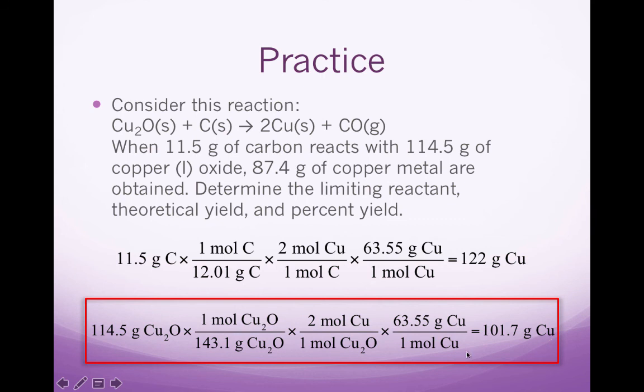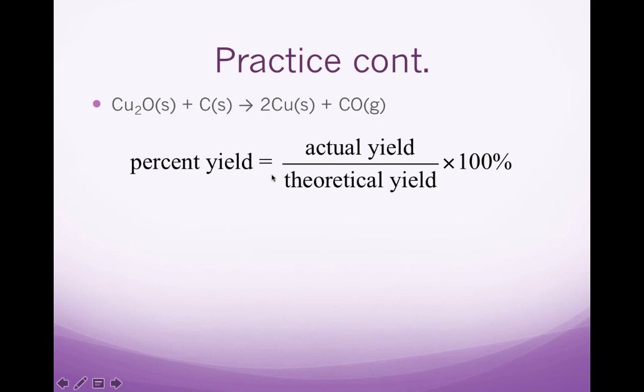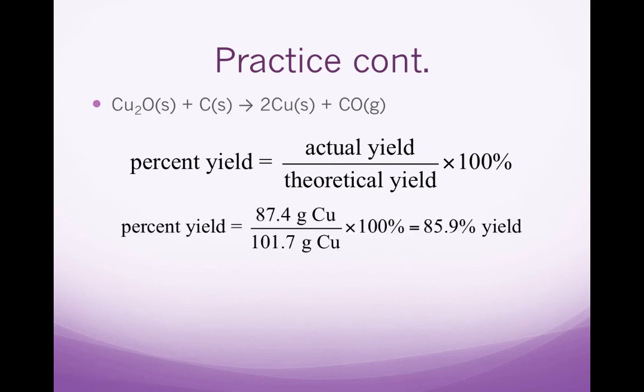You can see here, I have way less carbon than copper monoxide by mass, but that was still my limiting reactant. So now I know my theoretical yield is 101.7 grams of copper. I know my actual yield was 87.4, so I can determine my percent yield. Again, we use this equation. I take my actual yield, divide it by my theoretical, times 100, and I get 85.9% yield.